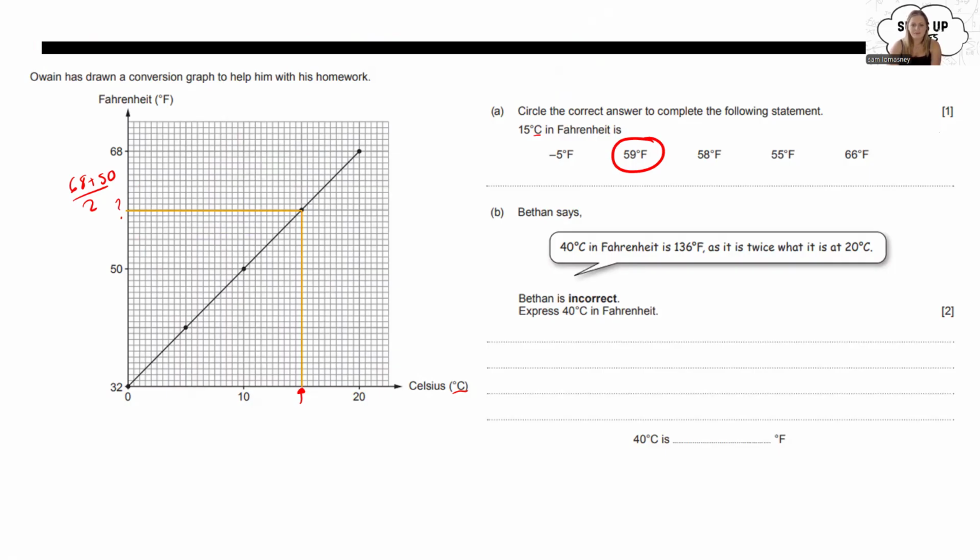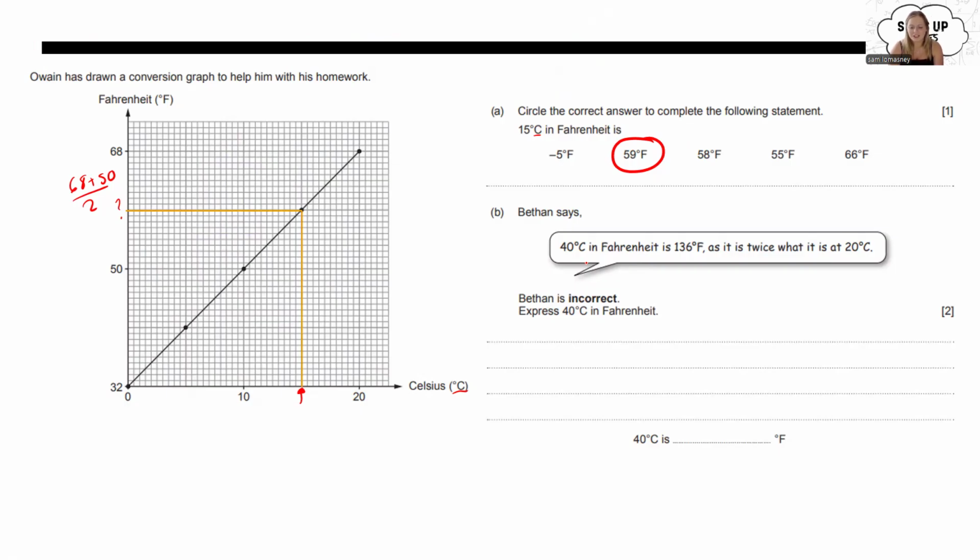Second question says 40 degrees Celsius is 136 degrees Fahrenheit, as it's twice what it is at 20 degrees Celsius. Wow, I don't know what happened there, but we'll carry on.